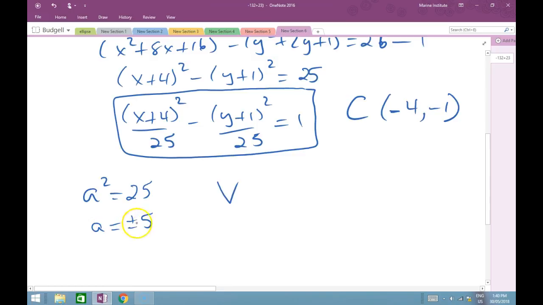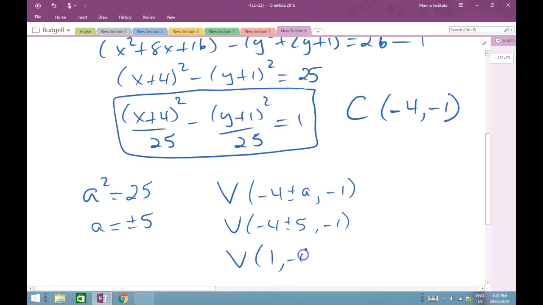Our vertices depend on the a term. Because the a squared term is under the x coordinate, we're going to have to add and subtract our a term from the negative 4. What it looks like is this: negative 4 plus or minus a, comma, negative 1. The y term doesn't change. So we really have negative 4 plus or minus 5, negative 1. So my first vertex would be 1 and negative 1. And my second vertex would be negative 9 and negative 1.